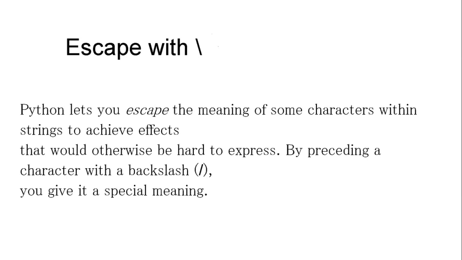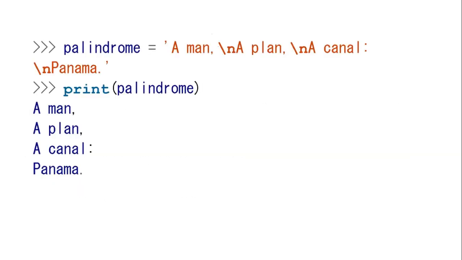Escape with \. Python lets you escape the meaning of some characters within a string to achieve effects that would otherwise be hard to express. By preceding a character with a \, you give it a special meaning. The most common escape sequence is \n, which means to begin a new line. With this, you can create a multi-line string from a one-line string.